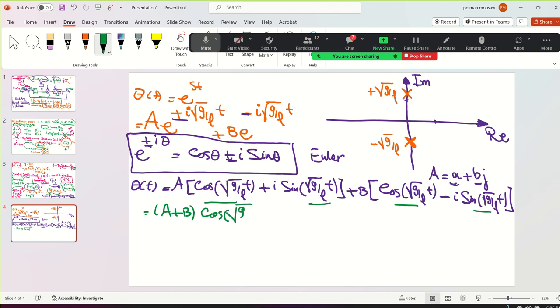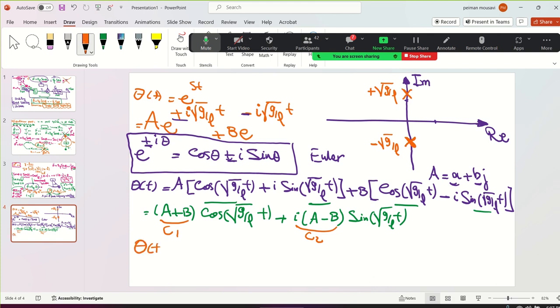cosine sqrt(G over L) t plus i (A minus B) sine sqrt(G over L) t. Obviously you can say this is a constant C1 and constant C2, because A and B are in nature complex. So doing that, you can write the general solution as D sine of sqrt(G over L) t minus phi.